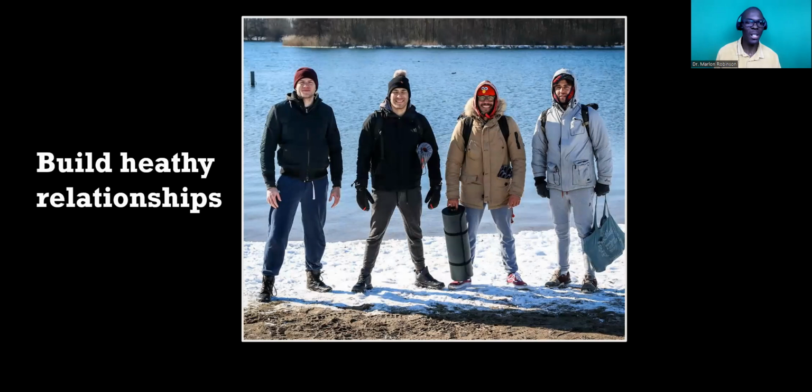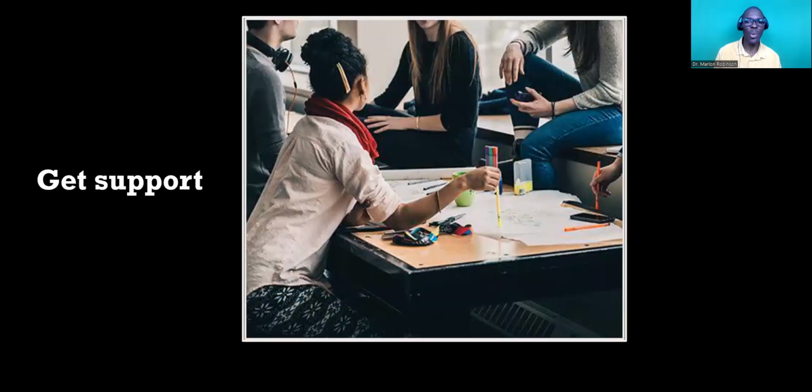Build healthy relationships. This is very significant, because a lot of times those old relationships were not healthy, and as a result, they contribute to the relapse. So we want to build healthy relationships. Get support. AA, Alcoholics Anonymous, is a good place to get support. You can get support from family members, from friends, and so forth.